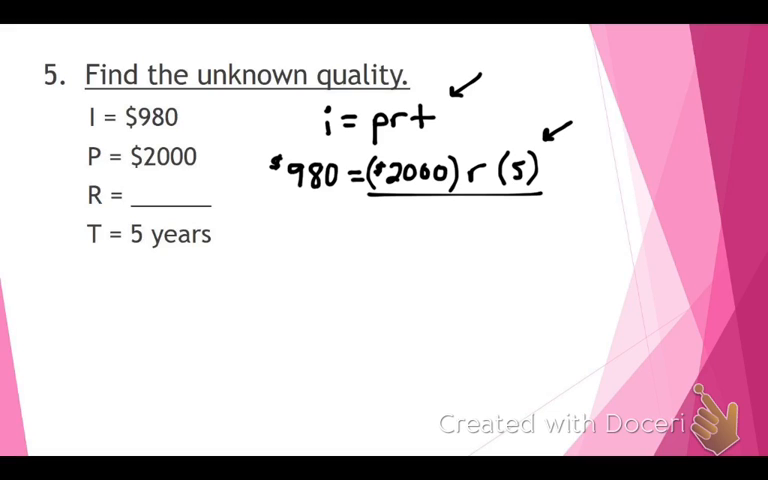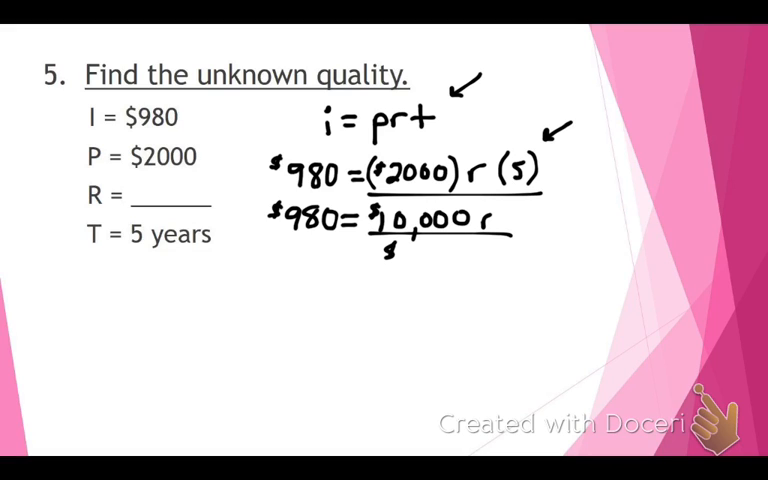So let's multiply by what we know right now. What's 2,000 times 5? 10,000. And then just bring your R down. 10,000 times R equals, and we'll bring down what our I is. We know that interest is still $980. Once again, my goal is to do what? Get R by itself. What do I have to do to get rid of that 10,000?